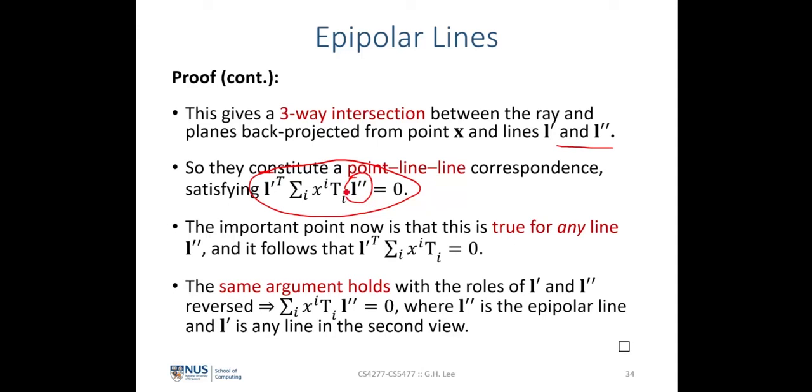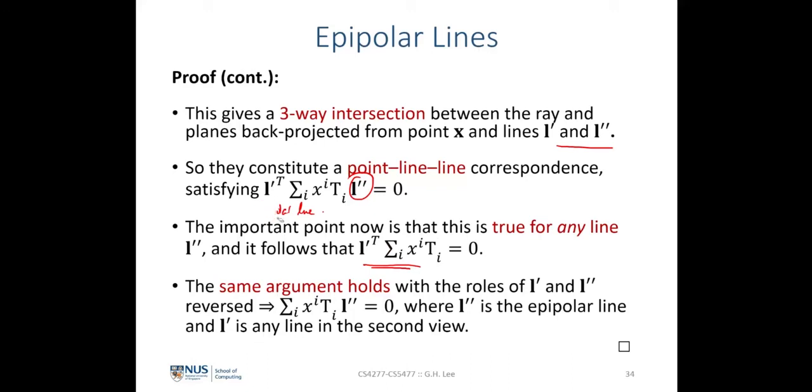So what this means is that the product of the remaining terms over here, which is denoted by this guy over here, has to be equal to 0 in order for the incidence relation here to be true. And the same argument holds even if the rows of L and L prime are reversed. Since we derived this particular equation by assuming that L prime in the second view is the epipolar line, and we didn't make any assumptions for the line in the third view, we get this particular relation over here.